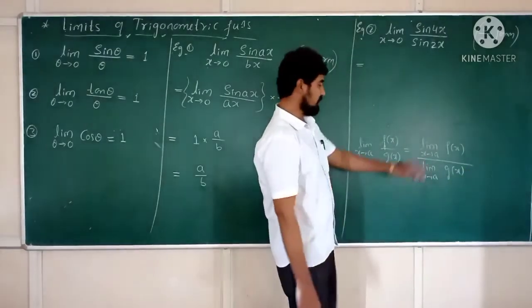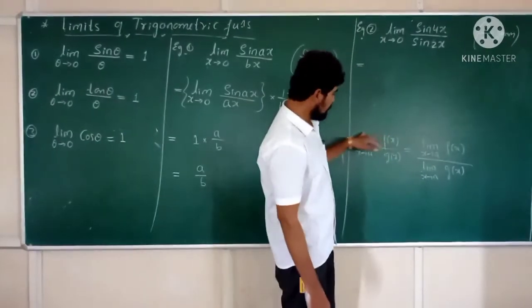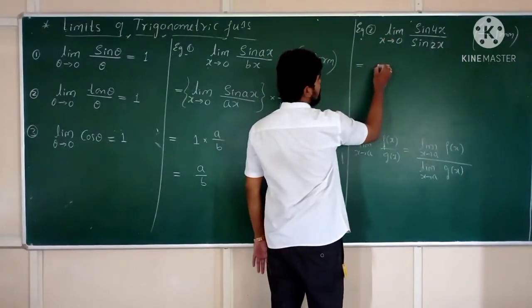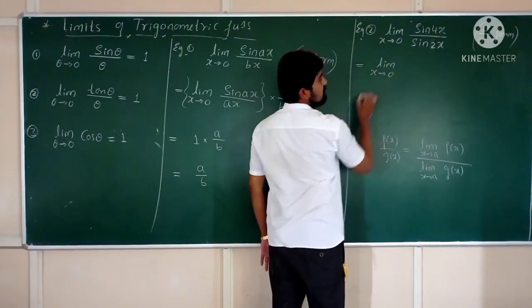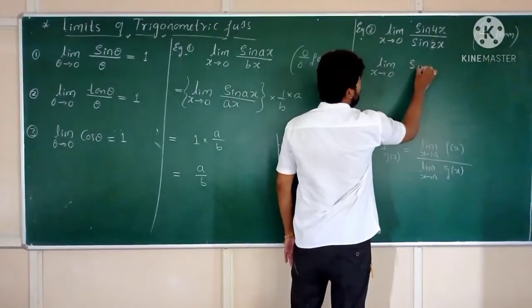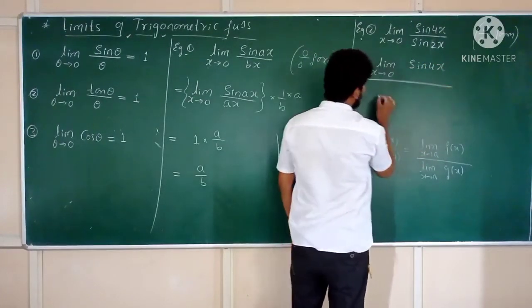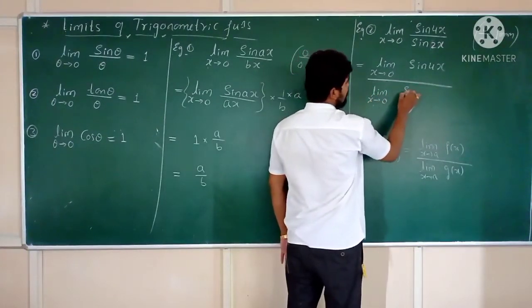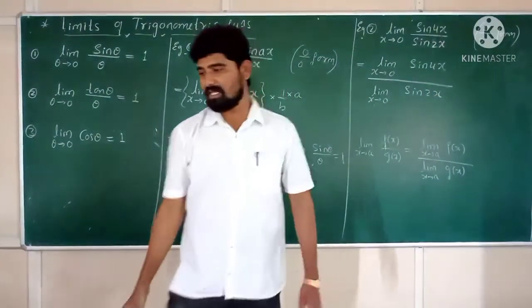We may separate limit x tends to a for f(x) as well as for g(x). So by using this algebra of limits, this given function can be expressed as limit x tends to 0 sin 4x divided by limit x tends to 0 sin 2x. I hope all of you understand it.